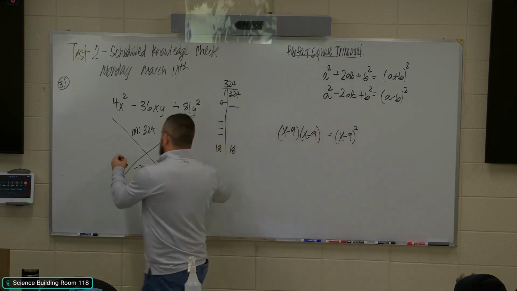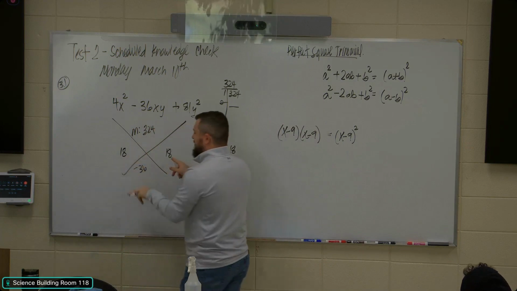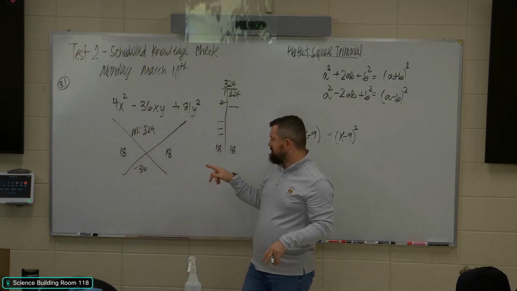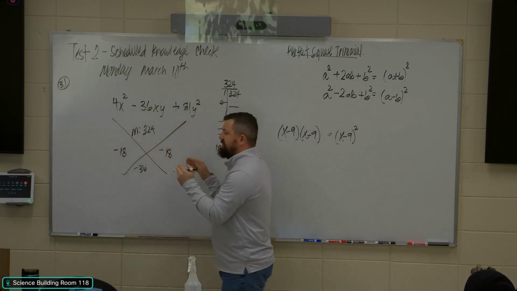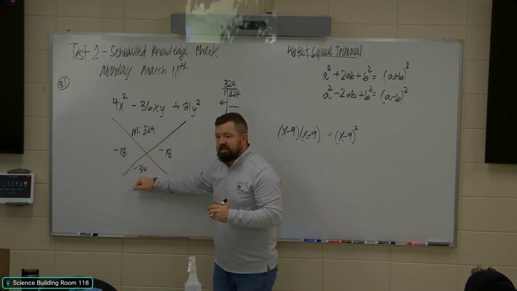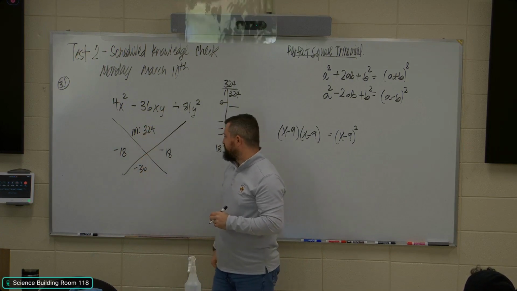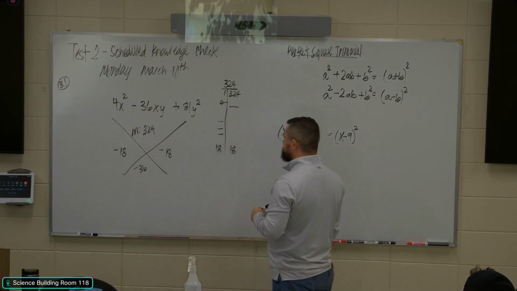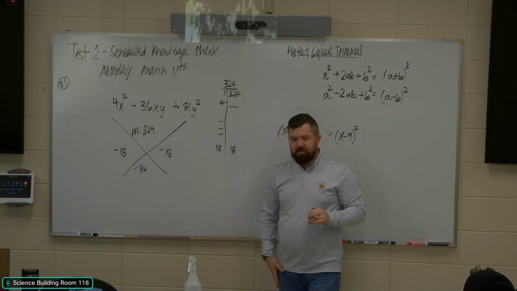Wonder if that's going to work. Well, in that format, it's not quite. If I make them both negative, they still multiply to give me that positive 324. They add to give me negative 36. So negative 18 and negative 18 work. Okay?